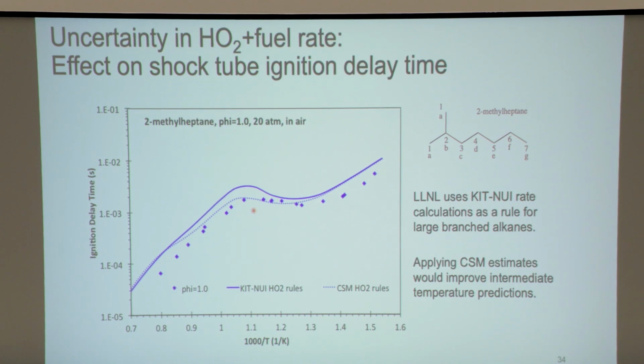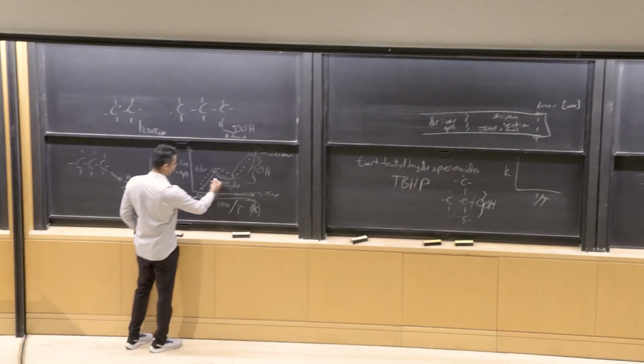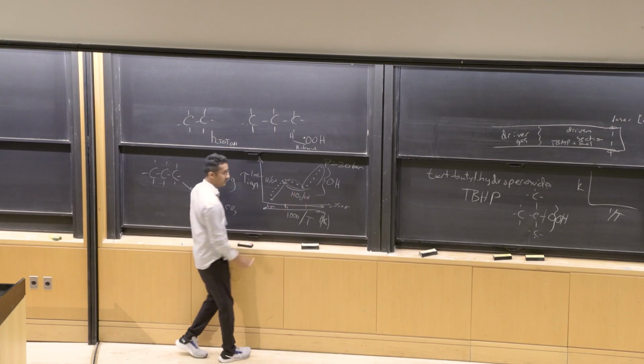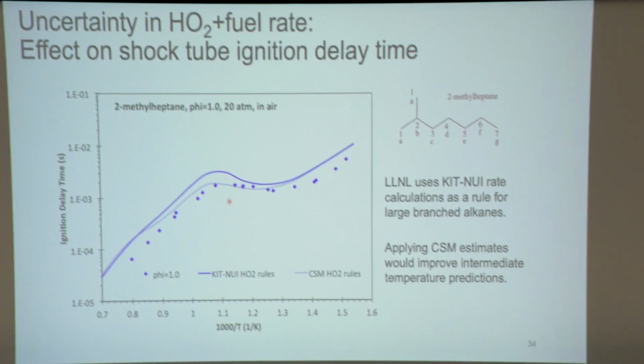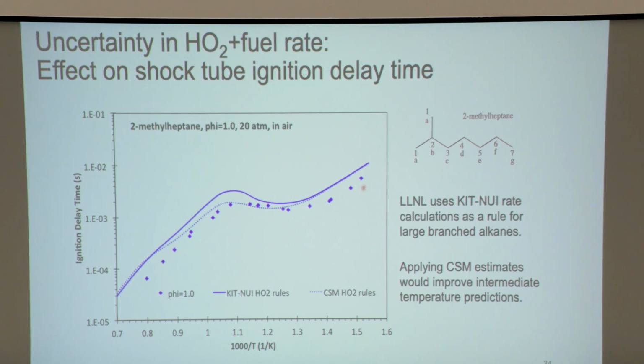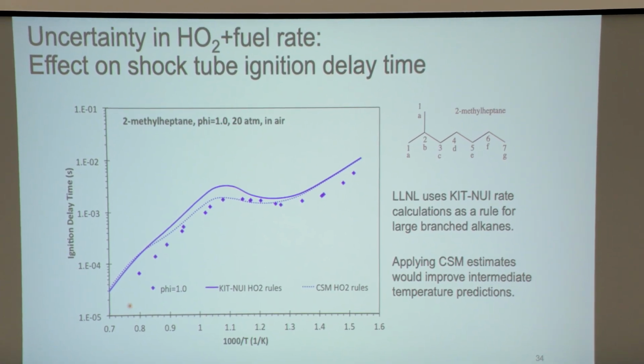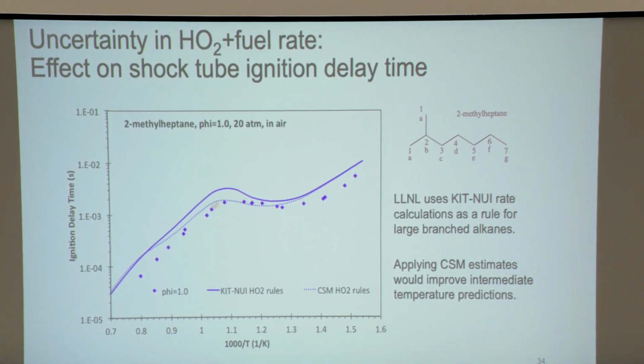In the region that I said here, where HO2 is important, intermediate temperature ignition, that rate of abstraction has quite a big effect on agreement with data. At low temperatures, it doesn't have an effect. At high temperatures, it doesn't have an effect, but in this intermediate region, around 950 to 1050 Kelvin, it has an effect. And why is that?